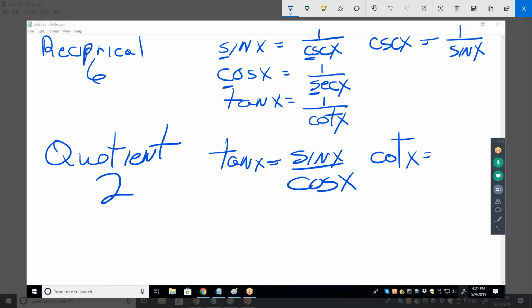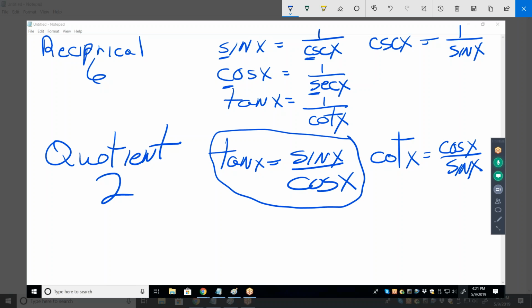So cotangent equals cosine over sine. And notice you don't really have to remember that one. In other words, if you memorize that one, you're going to automatically know the cotangent one. Just like if you memorize those 3, you will know the other 3. So even though we're talking about 11 basic identities, you really only have to remember 4 or 5 of them.